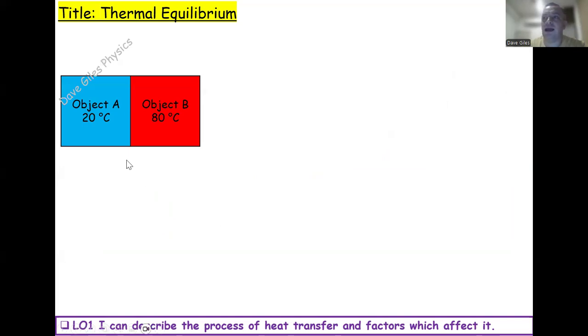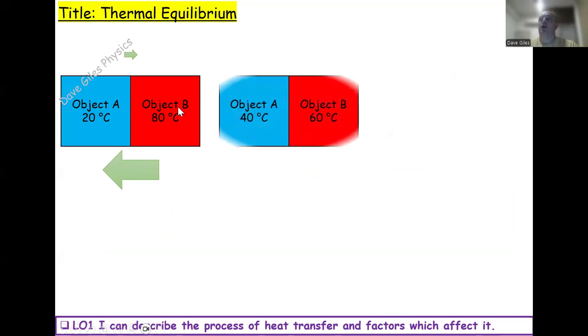Okay, so here, again, not in thermal equilibrium. You've got energy transferred from object B to object A. You've also got some energy transferred from A to B, but most of it is transferred from B to A because B is the hottest object. So after a certain period of time, you can see here, object B is 60 degrees, object A is 40 degrees.